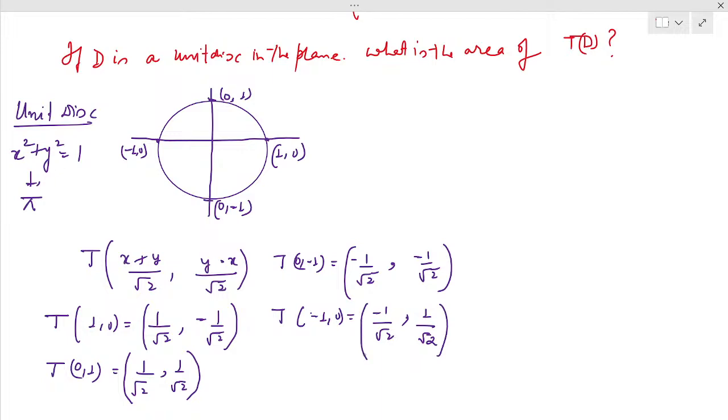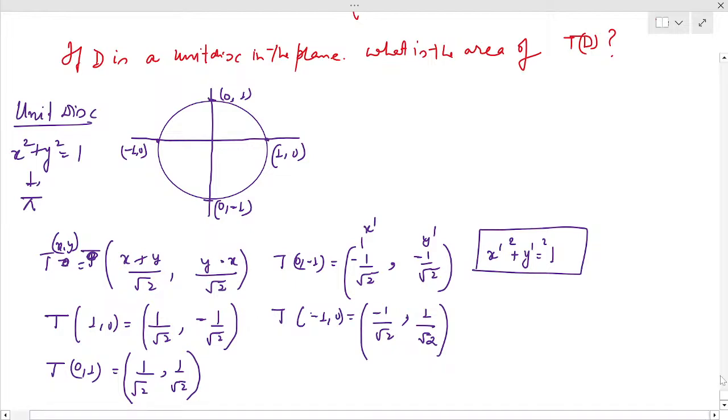Okay, and one thing is very much clear. If I take this as x dash and this as y dash, it is clear that x dash square and y dash square is also giving me 1 only, right? So I cannot expect a square out of it. This is the linear transformation, right? So if you apply T to (x, y), you are getting this, right?